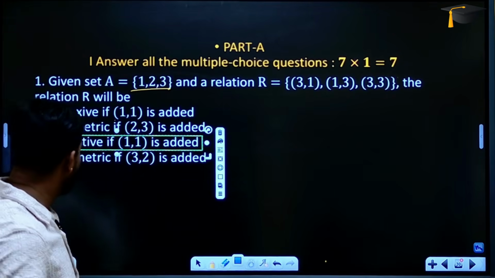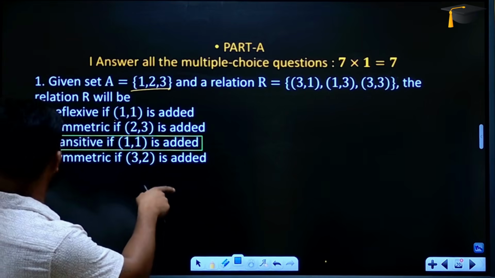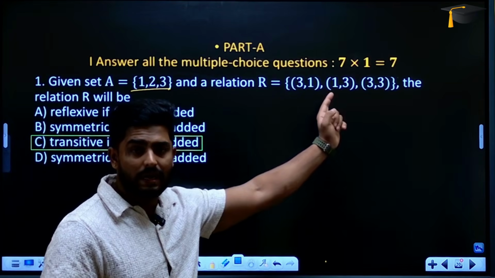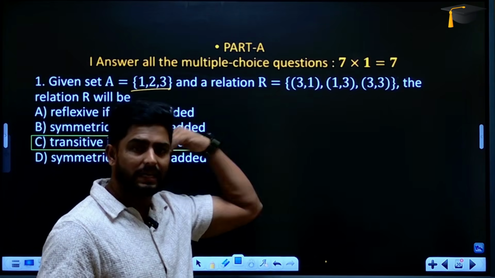Before that, let's see why option D is wrong. Now if they add 3,2, they're saying it becomes symmetric. So 3,2 is that. Once again, 2,3 they needed, right? So it is the same as option B itself. So option D is also wrong.